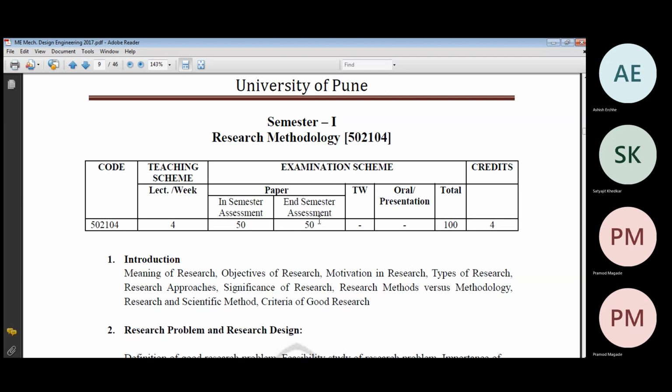So don't worry, but we'll have to study this particular subject thoroughly, because it will be required in your projects, how to publish a paper, and what kind of research we need to select for our master program. So these things we are going to learn here. So a total 100 mark exam is there.